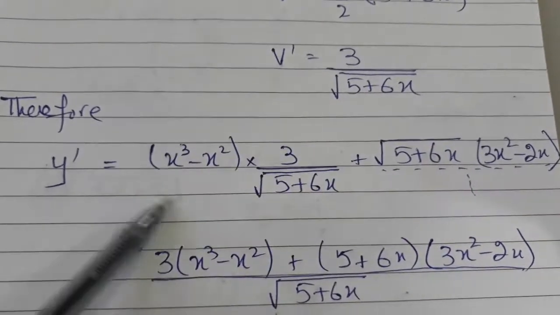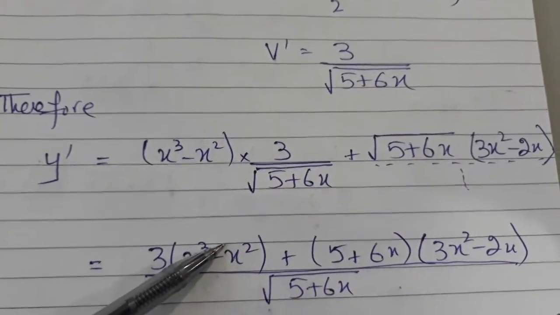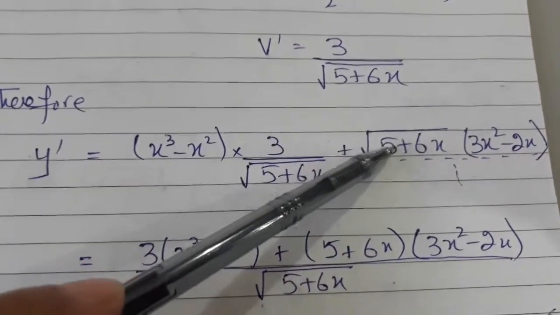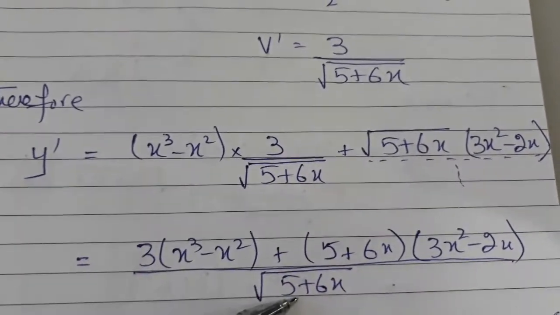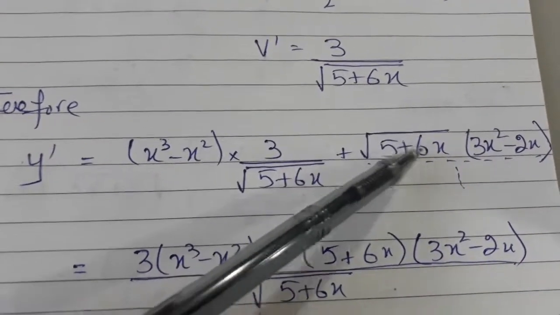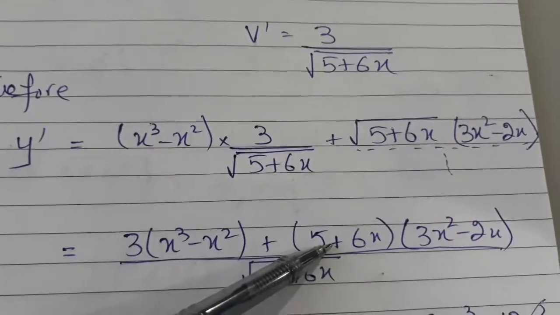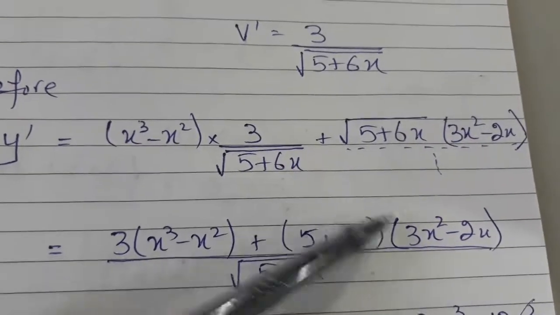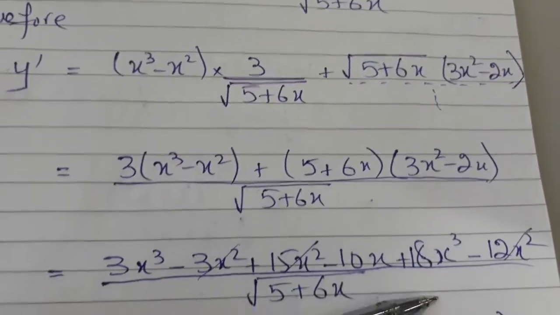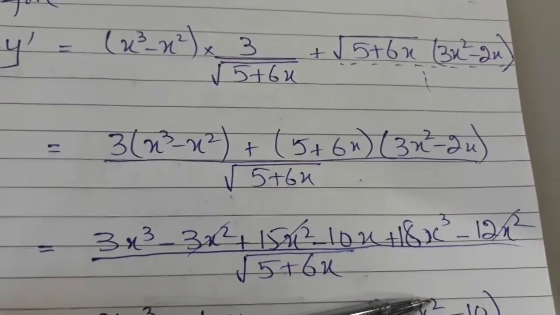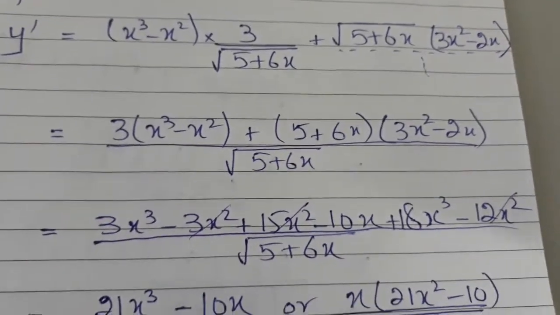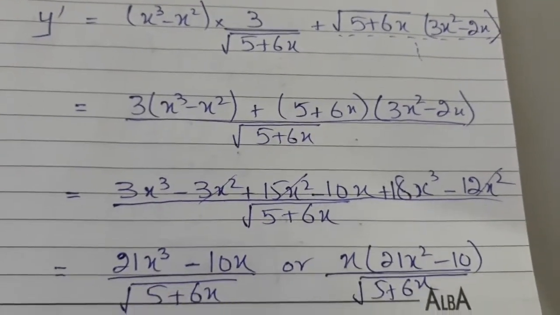So this term as it is, right? And when I am taking LCM, I'll multiply this side by root 5 plus 6x. So when root 5 plus 6x multiplies by root 5 plus 6x, what we are left with? 5 plus 6x. So in this stage I have only taken LCM and simplified it. Now after that I am expanding the bracket in the numerator and adding and subtracting like or unlike terms.